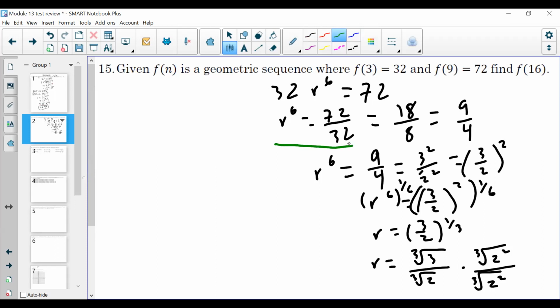Oh, because r takes you from one term to the next. So r will take you from f of 3 to f of 4. R squared takes you from f of 3 to f of 5, and you keep going that way. Because r takes you from one term to a term right afterwards. So when I take f of 3, you multiply 32 by the thing 6 times to get 72. Over from f of 3 you get to f of 9, because 3 plus 6 is 9. Okay, thank you.